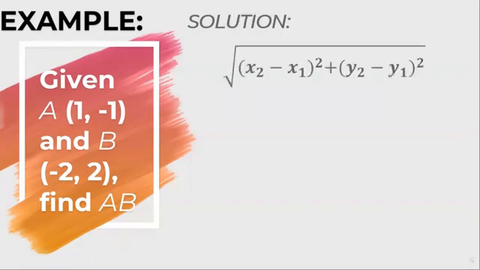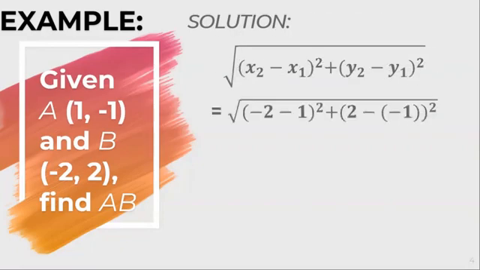So again, the formula is the square root of the quantity x sub 2 minus x sub 1 squared plus the quantity of y sub 2 minus y sub 1 squared. We are going to substitute the given to the formula. Our x sub 2 here again is coming from our point 2 or our point B, which is negative 2. And then our x sub 1 is 1. So if we substitute to our given formula, we'll be having negative 2 minus 1 squared.